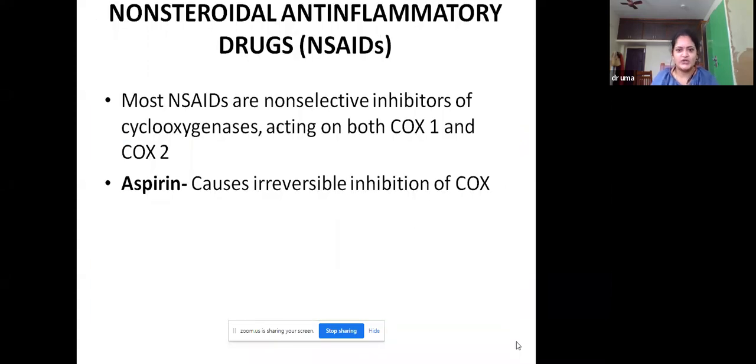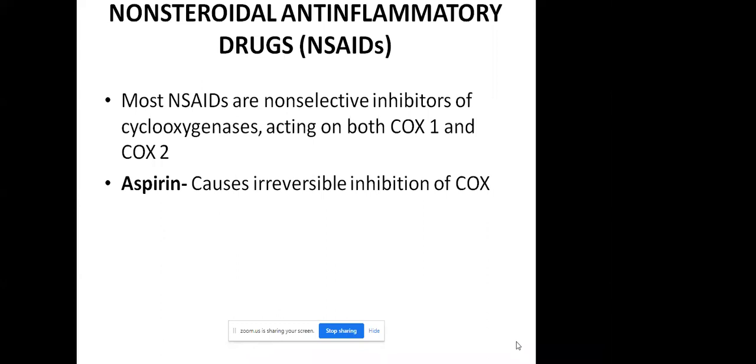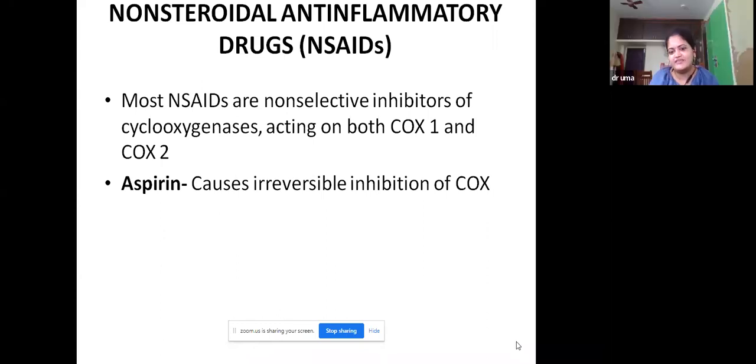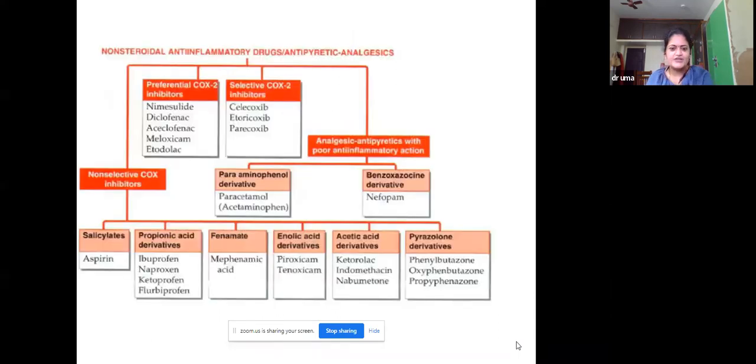Coming to the non-steroidal anti-inflammatory drugs, they act mainly by inhibiting cyclooxygenase 1 and cyclooxygenase 2. Aspirin is a drug which causes irreversible inhibition of cyclooxygenase. So this is the classification of NSAIDs. Most commonly classified as selective COX2 inhibitors. They are also known as coxibs. So the drugs are celecoxib, etoricoxib, and parecoxib.